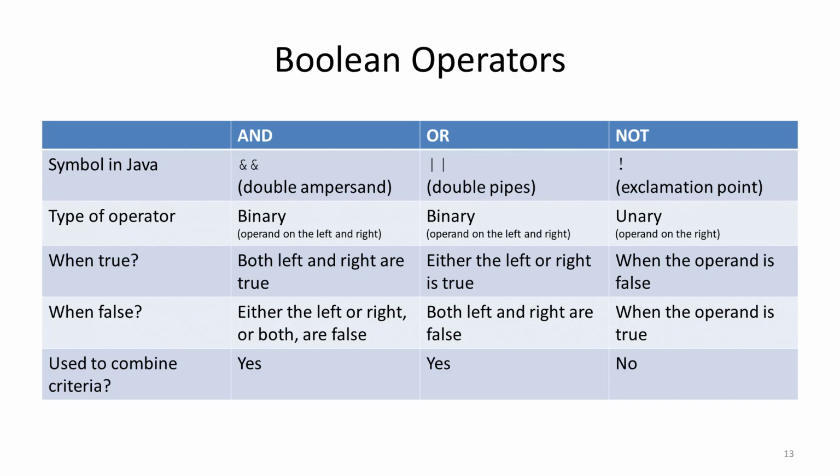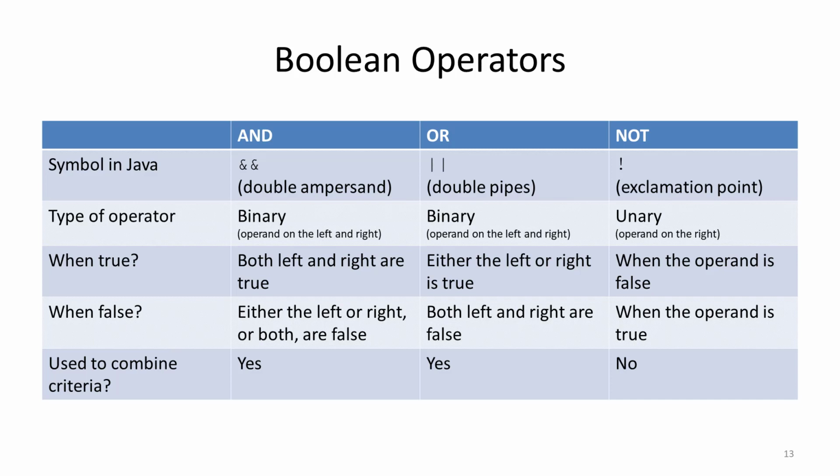The and is symbolized with double ampersands. The or is symbolized with double pipes, and the not is an exclamation point. If you have not typed the ampersand before, then you should take a look at your keyboard. It is Shift and 7. And if you have not typed the pipe before, it is Shift and the backslash key. So that's the key right above the enter.